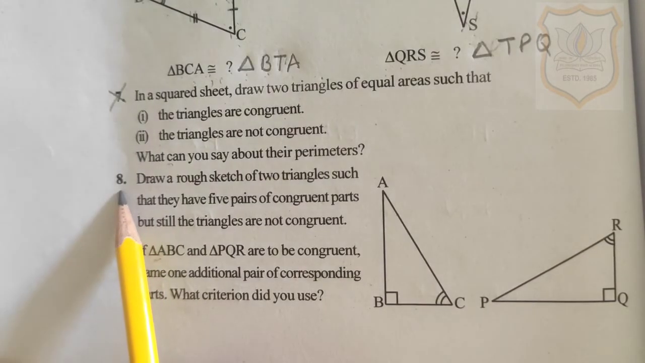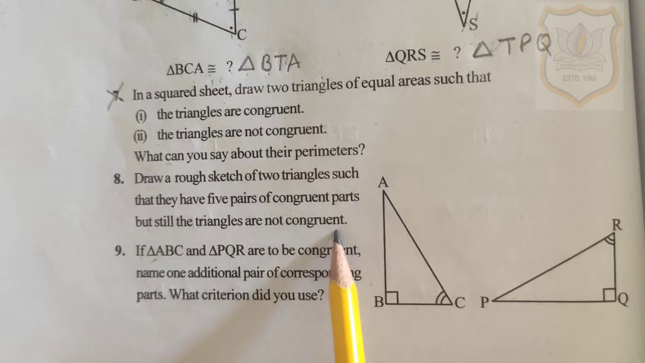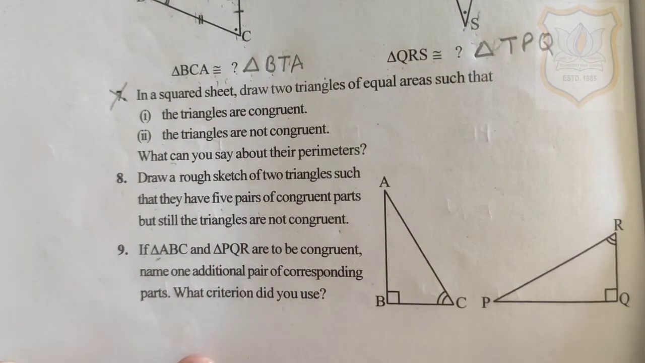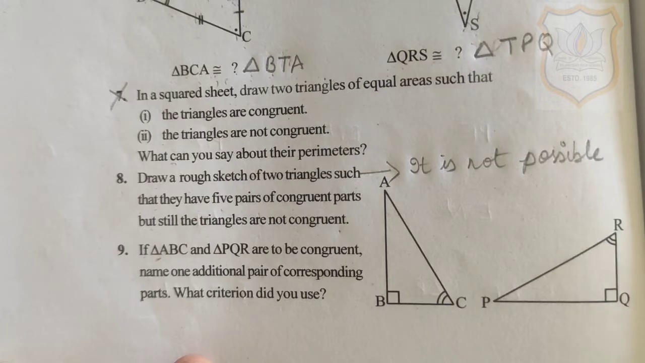Question number 8. Draw a rough sketch of two triangles such that they have 5 pairs of congruent parts, but still the triangles are not congruent. Students, here it is given that we have to draw a rough sketch of triangles whose 5 pairs are equal, that is congruent. If 5 pairs out of the 6 equal parts of the triangles are congruent, then it is not possible to draw such a rough sketch. So students, the answer is it is not possible, as the 5 pairs are congruent and the 2 triangles must be congruent triangles.